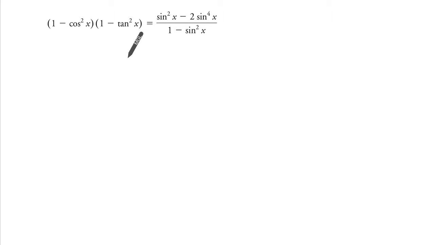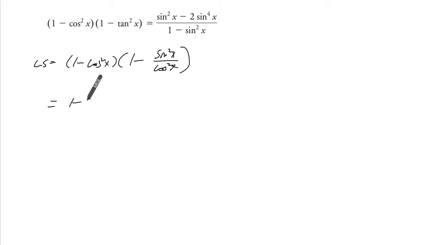Okay, so we have to see if this is an identity. Best to simplify from both sides for this one. So left side, 1 minus cosine squared x. Let's change this into 1 minus sine squared x over cosine squared x. And our goal is to express it as one fraction perhaps. Right? So this will become cosine squared x minus sine squared x all over cosine squared x.